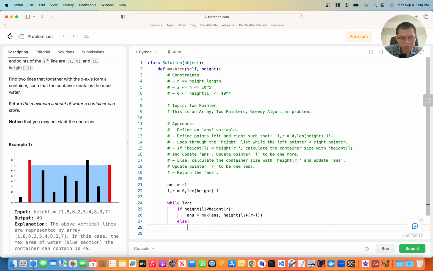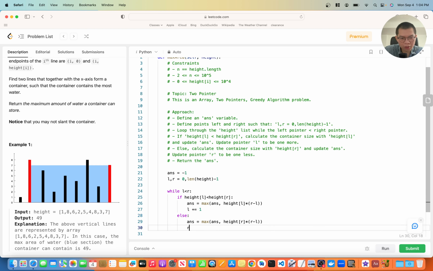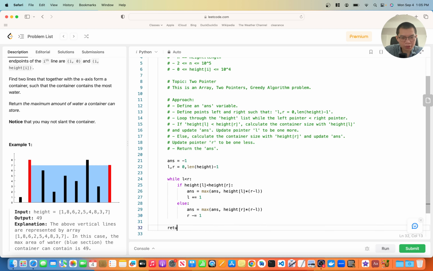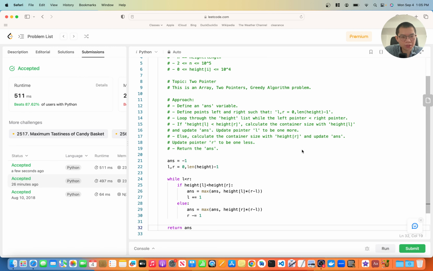Else you have to do it one more time. Answer equals max(answer, height R times (R minus L)), right? And then you have to always update the pointers, right? L plus equals 1 and R minus equals 1. And then I believe you return the answer, and I think that's it. That's it, yep.